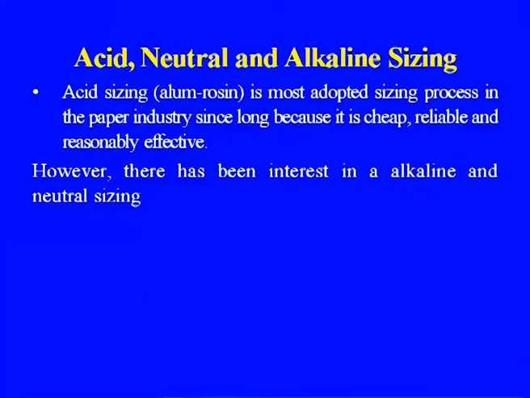Still, acid sizing is very common. Acid sizing is the most adopted sizing process in the paper industry since long, because it is cheap, reliable and reasonably effective. However, there has been interest in alkaline and neutral sizing in recent years, and now the mills have shifted from alum rosin sizing to AKD or ASA sizing.